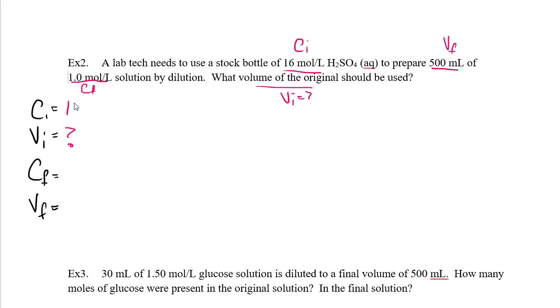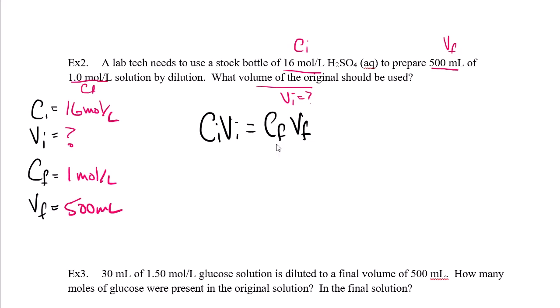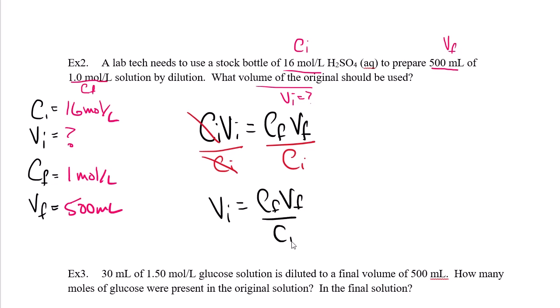My initial concentration was 16 moles per liter. My final concentration was 1 mole per liter, and my final volume was 500 milliliters. So let's look at my formula. CI times VI equals CF times VF. I want to get VI by itself. So to get VI by itself, I have to get CI out of there, divide by CI, divide by CI. Those guys will cancel. And that leaves me with VI equals CF times VF divided by CI.